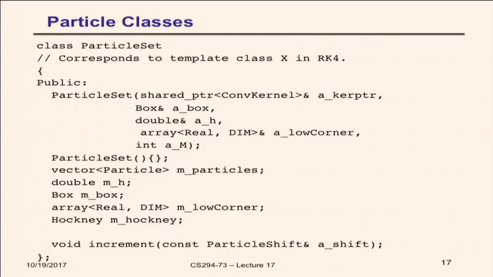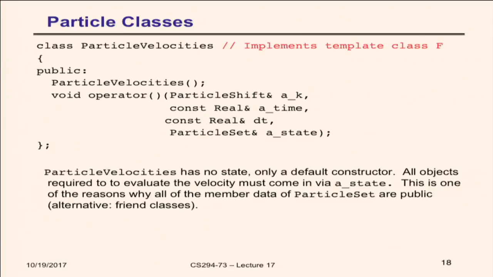And then finally, you have to define increments. So given a particle shift, how do you increment your particle set? How do you add the total effect of the time step? So this part here is the contract. This is the part that RK4 knows about and will call. And then finally, it implements the template class F in RK4, the thing that computes the right-hand side.